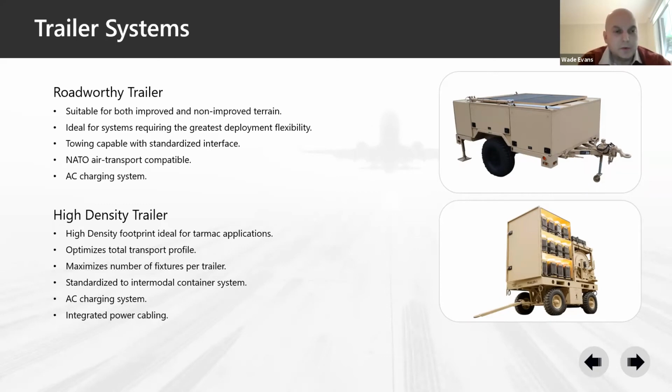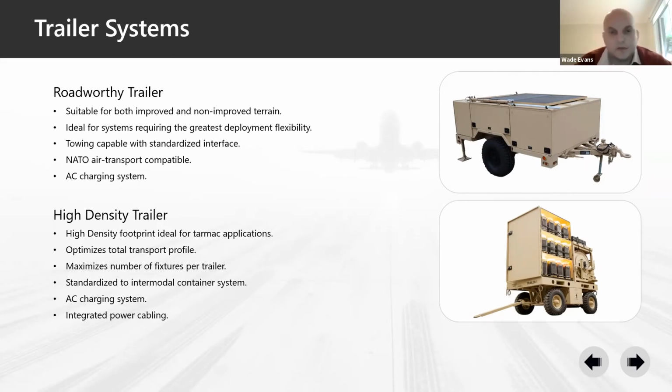From the roadworthy trailer, we move on to the high-density trailer. So the high-density trailer on the bottom there is the high-density footprint, which is ideal for tarmac applications, which Jason mentioned. It optimizes our total transport profile because it maximizes the number of fixtures per trailer, which allows for the most dense and fully fielded trailer space. It's standardized to an intermodal container system, which means it meets the requirements of standard transport metrics and allows for those standard transport metrics to be utilized to deploy the system. And then it also has an AC charging system integrated, just like the roadworthy trailer.